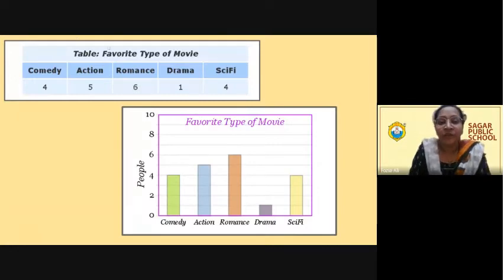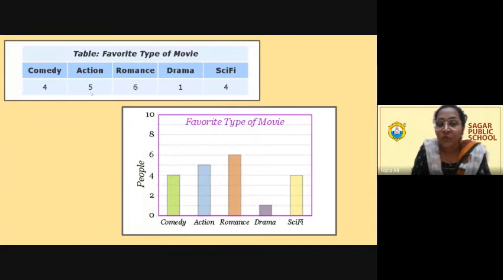Now look here, we have a table, tabular data, in front of you for favorite type of movie. We have done a survey and we found out that comedy movies are loved by 4 people, then action movies are loved by 5 people, then romantic movies are loved by 6, drama by 1, and science fiction by 4.